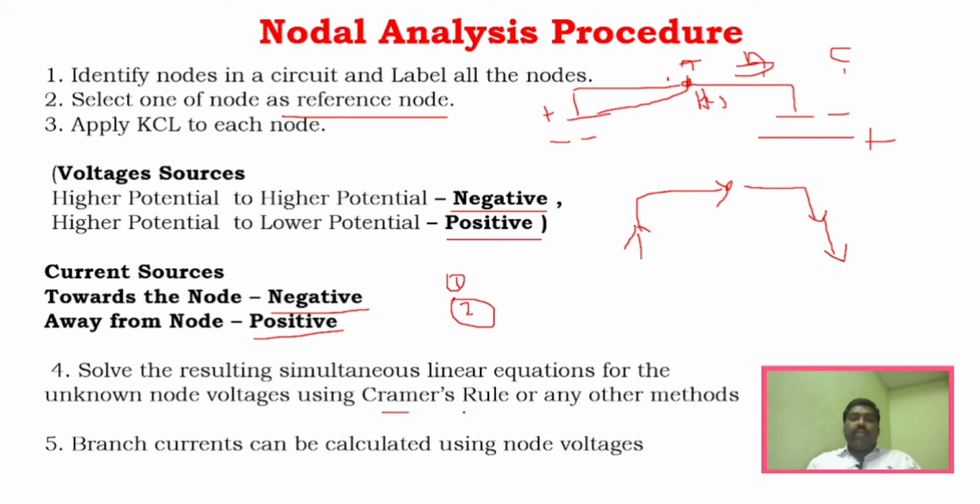Once you find out the voltages V1 and V2, you can find out the branch currents across each resistor. So this is the procedure for nodal analysis. For any problem, first you have to find out the nodes, consider one as a reference node, and apply KCL. When you are applying KCL, you have to follow this procedure. And once you have found the unknown voltages, you can calculate the current across all the branches. So with this we will start a problem.